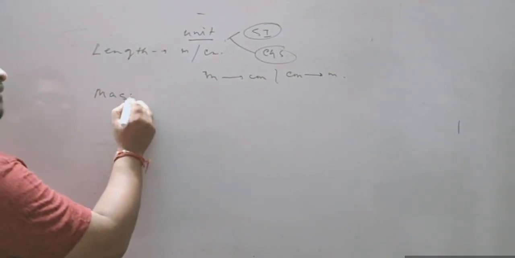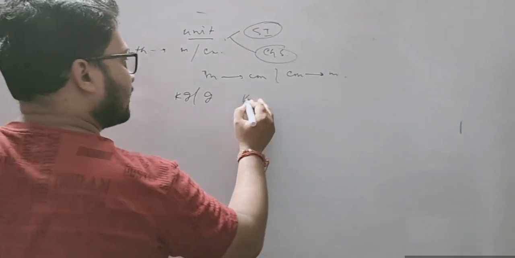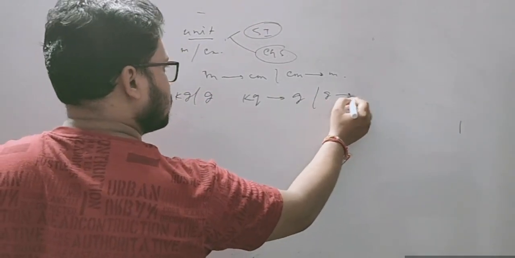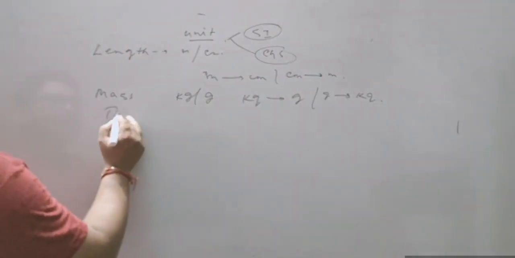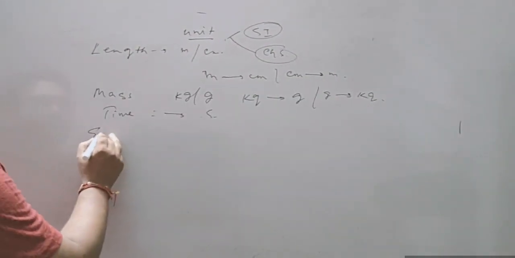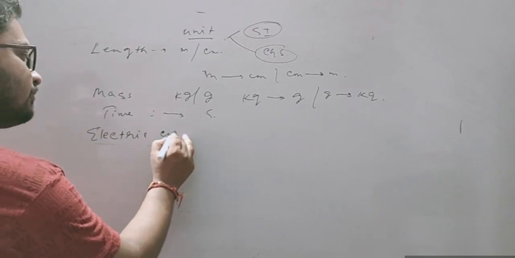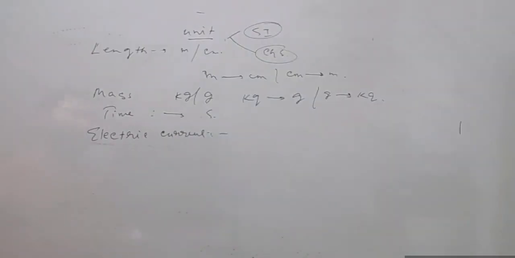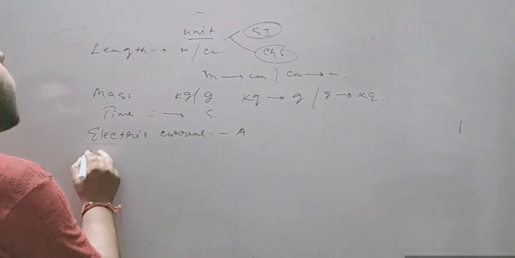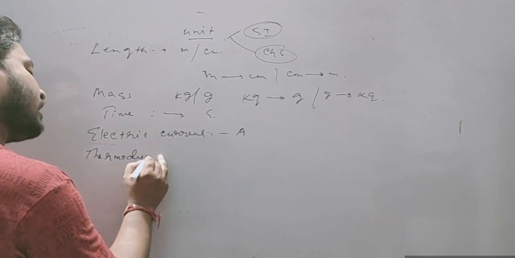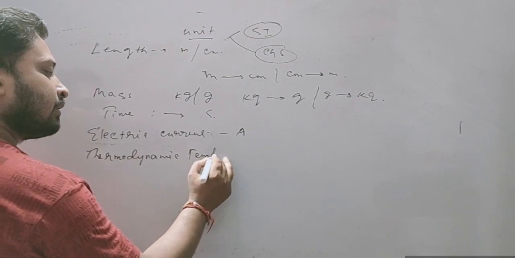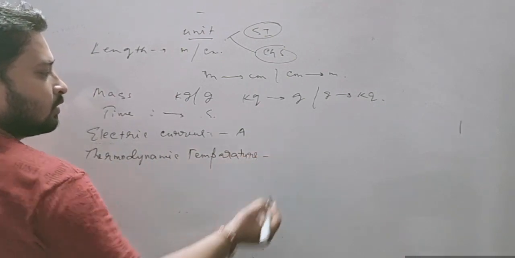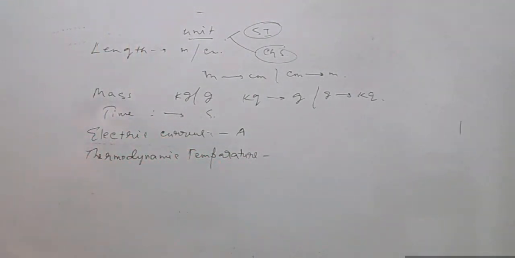And mass also, kilogram and gram, so you can convert kilogram to gram and gram to kilogram. Time, the standard unit of time is second. Okay. Then electric current, the unit of electric current is ampere. So those are the basic units. Okay. And thermodynamic temperature, that is Kelvin, right?